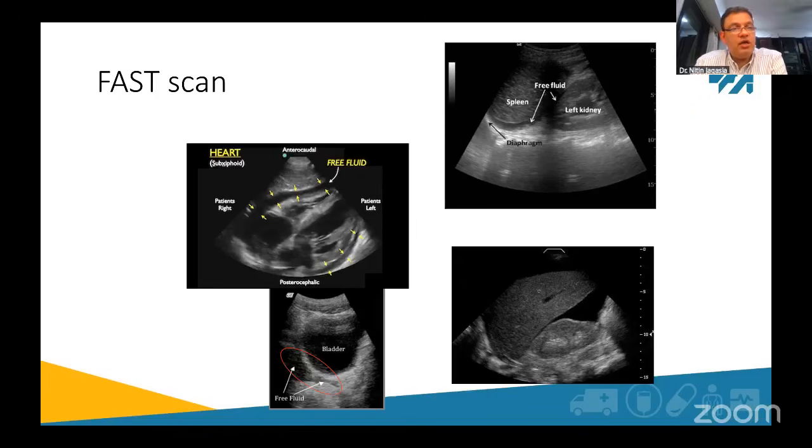These views are operator dependent, they're dynamic, and most importantly, there's nothing called a negative FAST scan. A positive FAST scan is where you show free fluid, and then you know, okay, hypotensive patient, bleeding in the abdomen, and you have the surgeons take them to theater. If you can't see free fluid, it may be because you've not got the right views, or it may be that it's not collected enough, and so on. So you need to redo it.